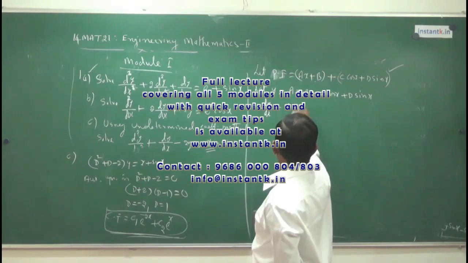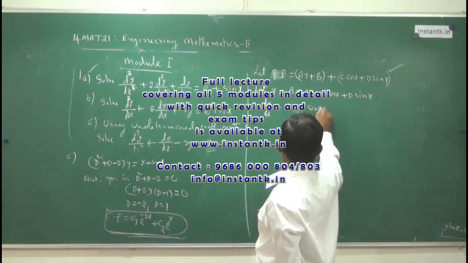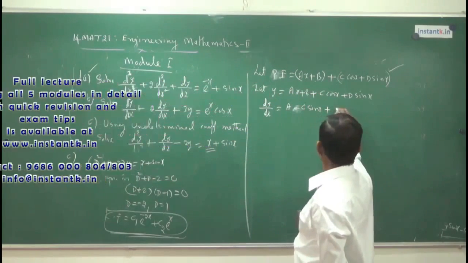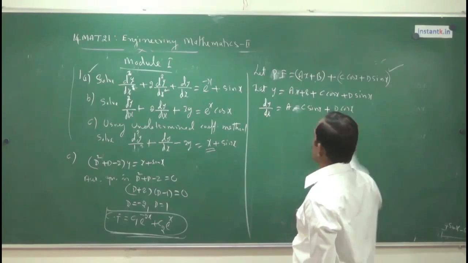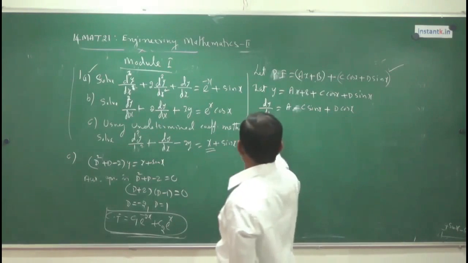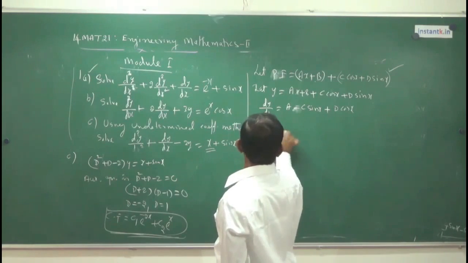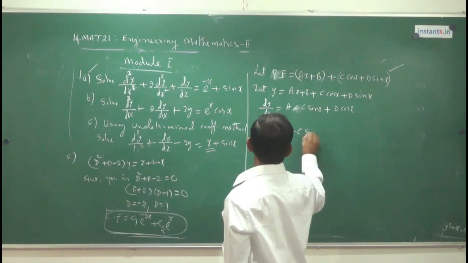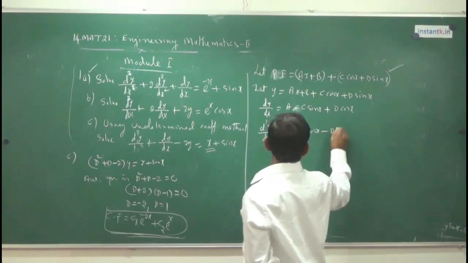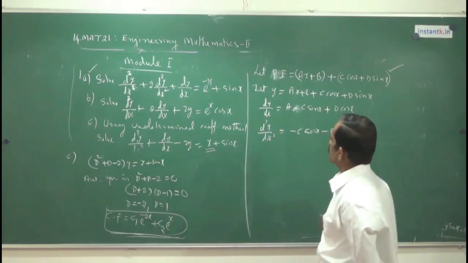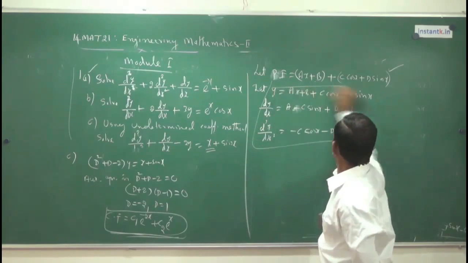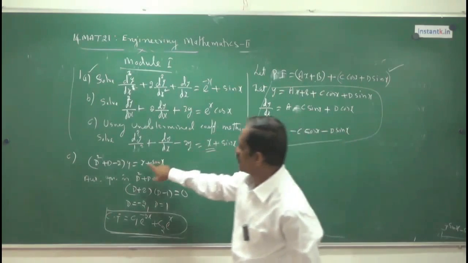Derivative of c cos x is minus c sin x, plus derivative of d sin x is d cos x. This is the first derivative. Second derivative, again differentiate: it is 0 minus c cos x minus d sin x. Now substitute all these values in the given differential equation.